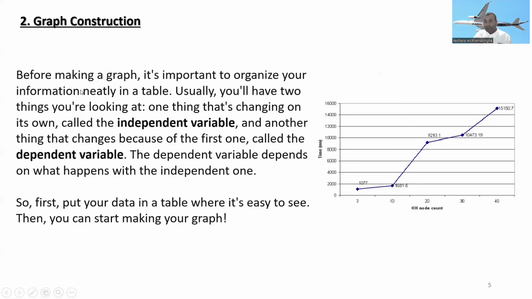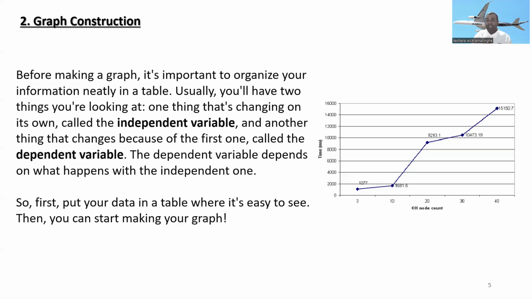Before making a graph, it's important to organize your information neatly in a table. That is very important. Before you make a graph, you must organize your information neatly in a table or somewhere else. Usually you will have two things you are looking at. One thing is changing on its own. That is called the independent variable.